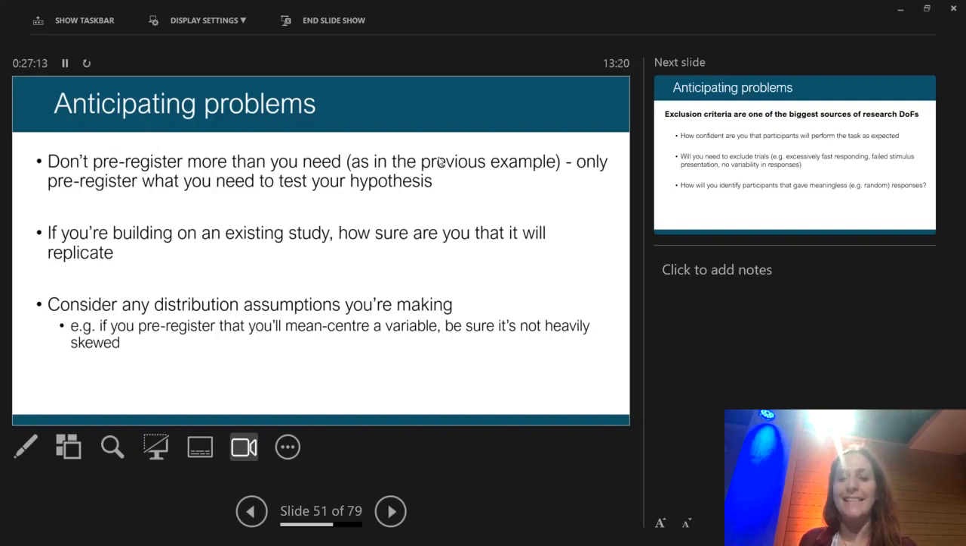If you're building on an existing study, so you're using a paradigm, for example, that's been used before, ask yourself how sure you are that it's going to replicate. And if you are very dependent on very specific patterns for your prediction, how confident are you that those patterns are going to come out again? If you're not, just pilot or something if that's feasible for you.